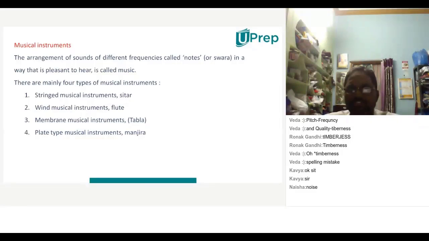And if he is doing a concert, that means an event, definitely in a stadium, on that floor you can see many types of instruments. About them, we are going to learn the arrangement of sounds of different frequencies called notes, swaras in our daily language, which are pleasant to hear. They are called music.